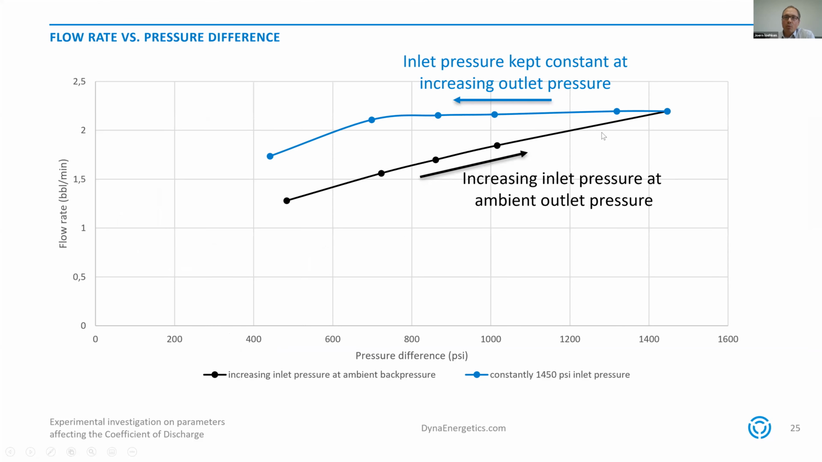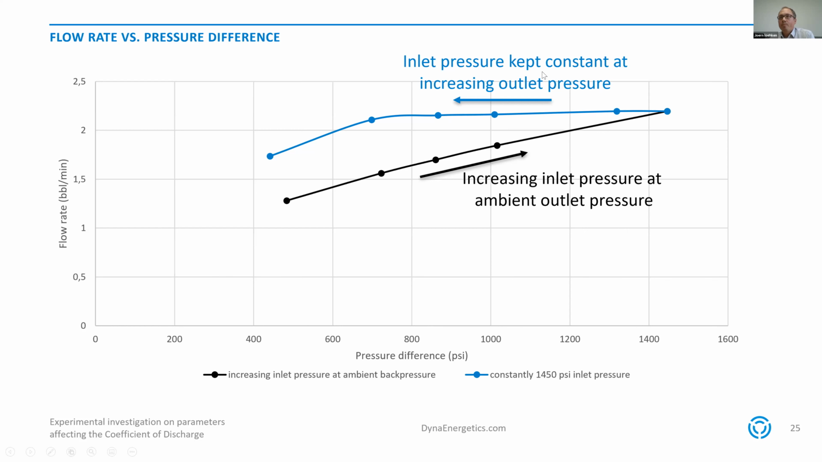First, the black curve shows what we've seen previously in the experiments. We kept the outlet pressure at ambient pressure conditions, increased the inlet pressure, and on this graph, the pressure difference is now plotted versus the flow rate. With increasing inlet pressure, your pressure difference goes up, your flow rate increases, and that's what you expect. When we reached 1,400 PSI inlet pressure, we kept the inlet pressure constant and now closed the choke, and therefore the back pressure was increasing, and with increasing back pressure, your pressure difference was getting smaller again.